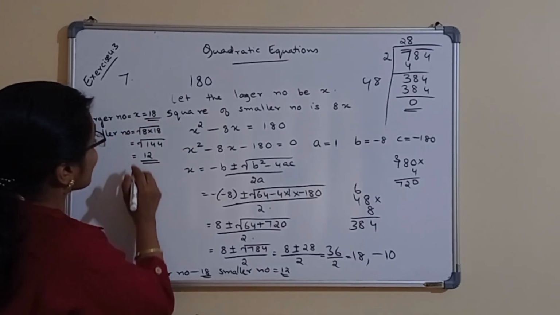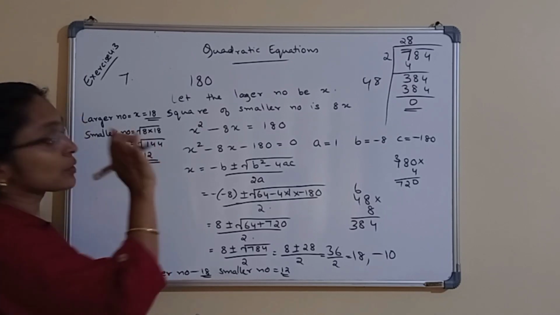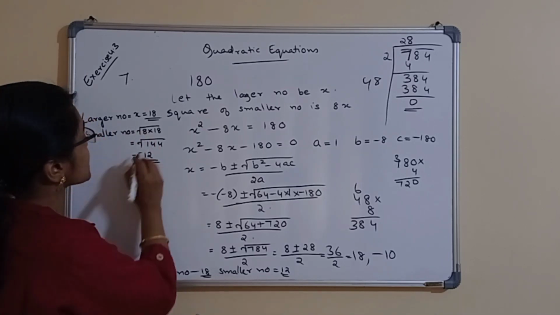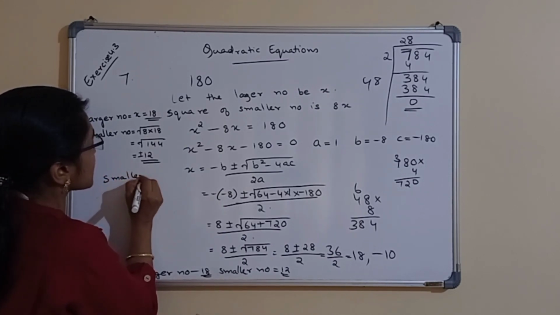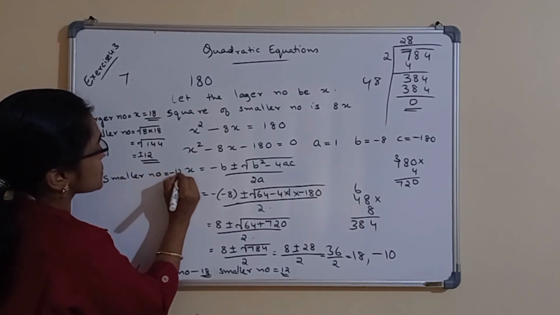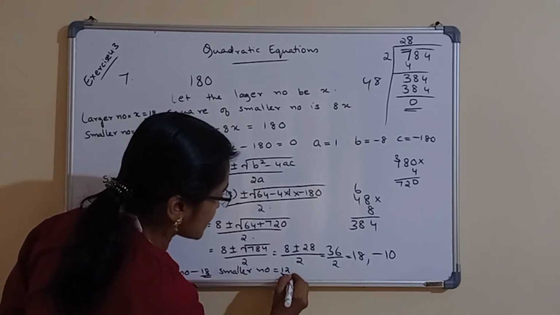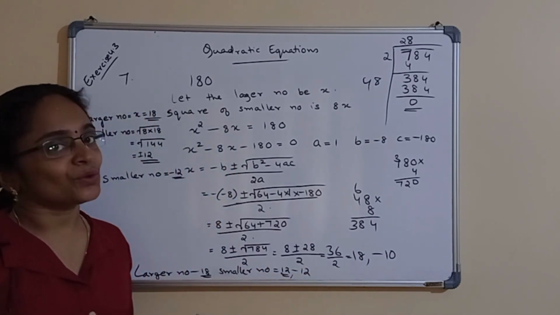And the smaller number can be negative also, because root of 144 is plus or minus 12. So the smaller number can be minus 12 also. So we can write the smaller number as 12 and minus 12.